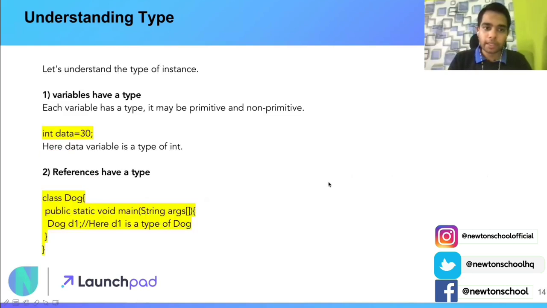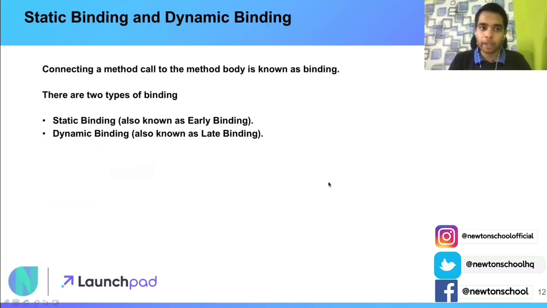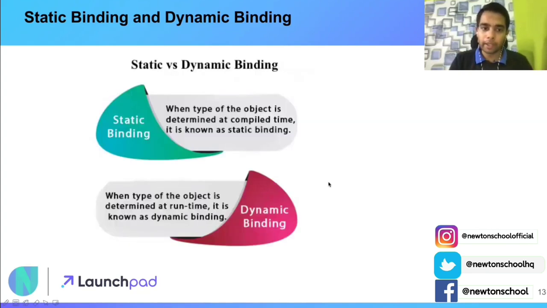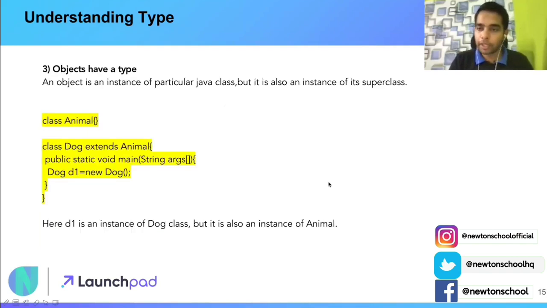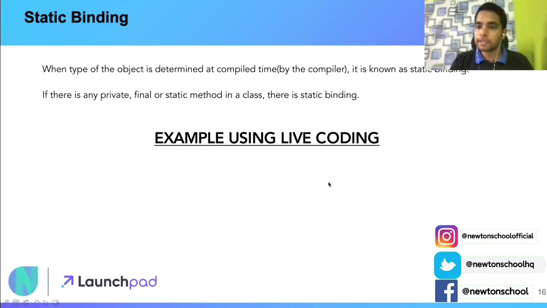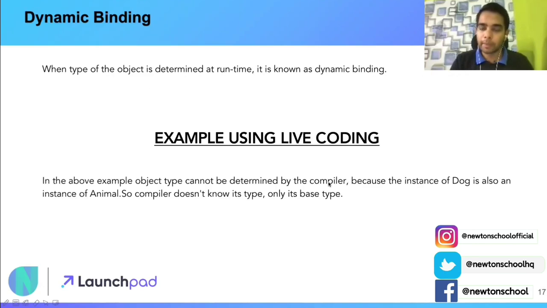That's it for today's video, guys. Let's revise the concepts we have covered today. We understood the difference between static binding and dynamic binding. Static binding is also called early binding, and dynamic binding is also called late binding. Static binding is when the type of the object is determined at compile time, and dynamic binding or late binding is when the type of the object is determined at runtime. We have seen what is meant by type: it can be a reference, a variable, or an object. And at last we have seen code examples of static and dynamic binding.